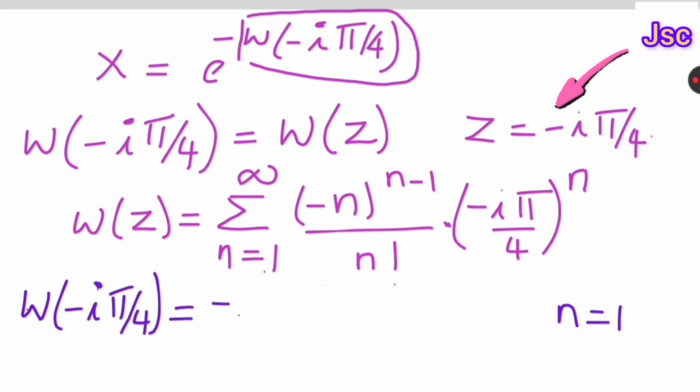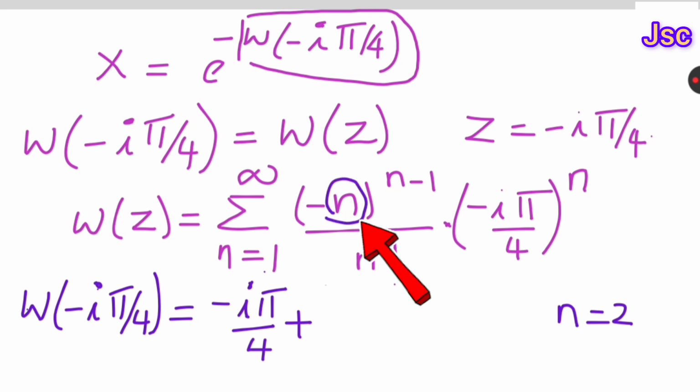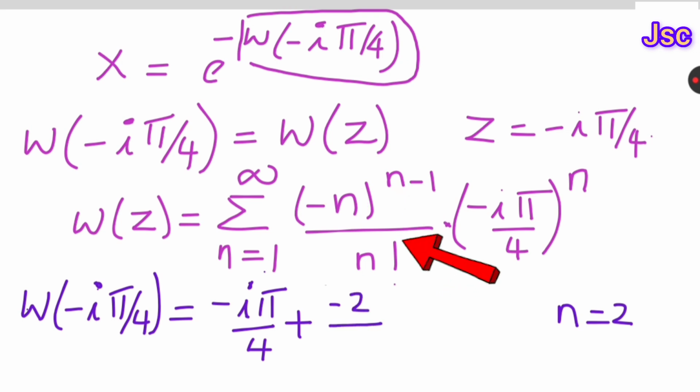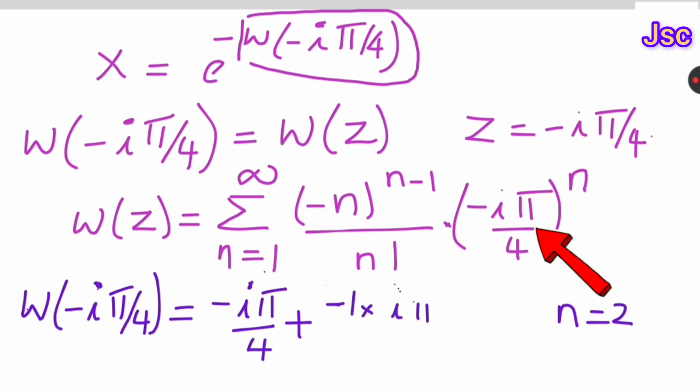The first term is minus i pi over 4 plus the second term, we are going to substitute n as 2. So if we substitute here, there is (minus 2) whole raised to the power of 2 minus 1, which gives only 1, (minus 2) whole raised to the power of 1, which is minus 2 only, over 2 factorial, which is 2 only. So after getting these two cancelled, we are going to get only minus 1. So let's take only minus 1 times (i pi by 4) whole raised to the power of 2.